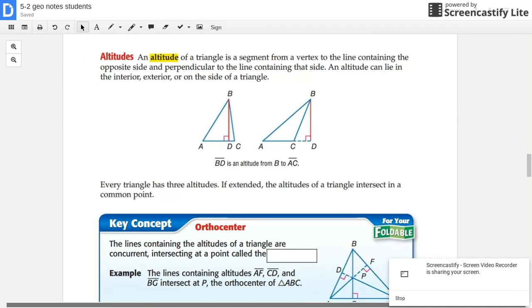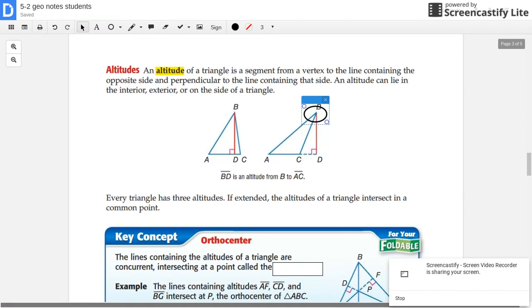Now let's move on to altitudes. Altitudes are essentially when you start at the vertex of the triangle and draw a line straight down, creating a perpendicular. However, these aren't always going to be on the inside. They can be on the outside as well. In the picture on the left, it's on the inside. In the picture on the right, the altitude starts here and goes down outside, because the triangle is actually obtuse, which creates an altitude on the outside.